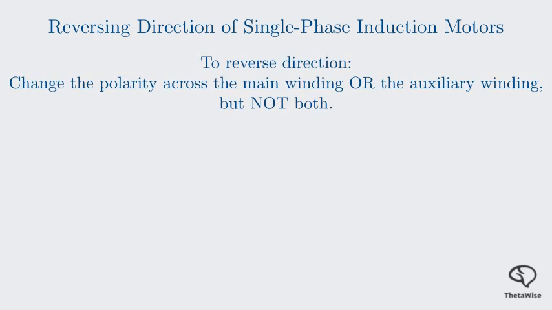You can reverse the connections to the main winding, or you can reverse the connections to the auxiliary winding. But if you reverse both, the direction of the rotating field will not change. By doing this, the phase relationship between the 2 windings is reversed, which in turn reverses the direction of the rotating magnetic field, and thus the motor will spin in the opposite direction. So a simple wiring change is all it takes. This is a very practical and useful feature for many applications.